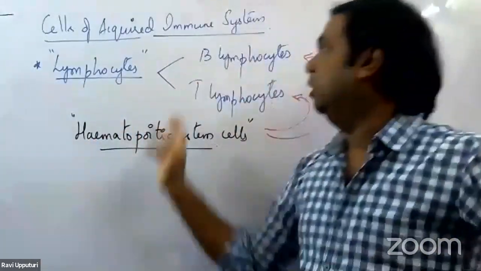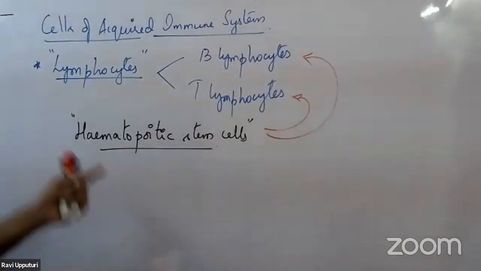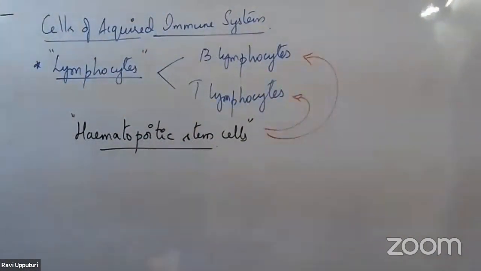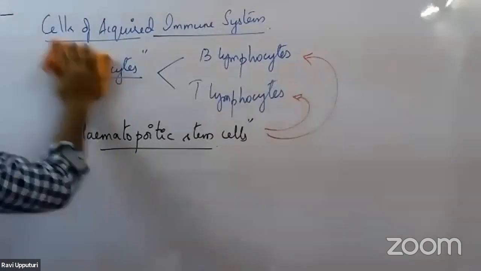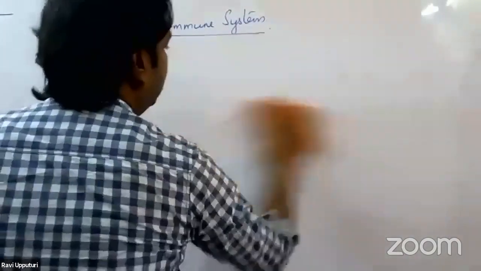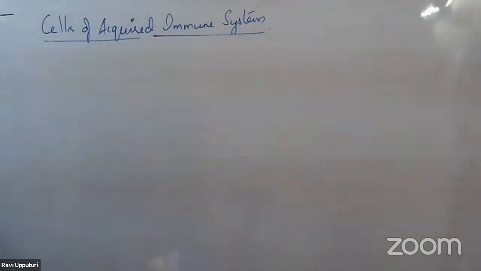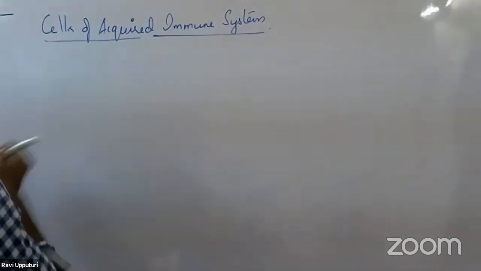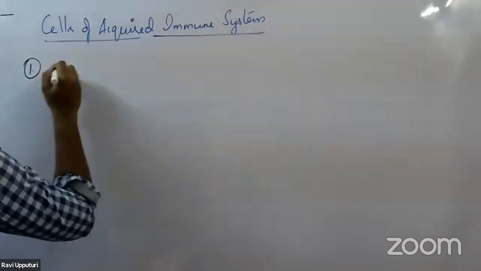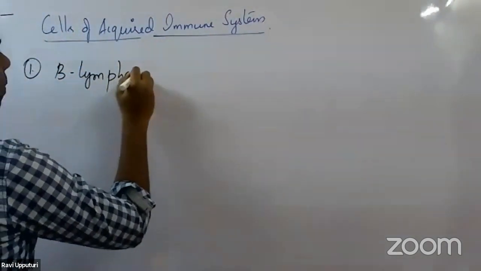Now let's get into the details of these two lymphocytes. We'll see what these lymphocytes are, what they do, what they produce, and how they function in bringing about the destruction of the pathogens that have entered the body. Let's first begin with the B lymphocytes. The first type of lymphocytes we'll be talking about is the B lymphocytes.